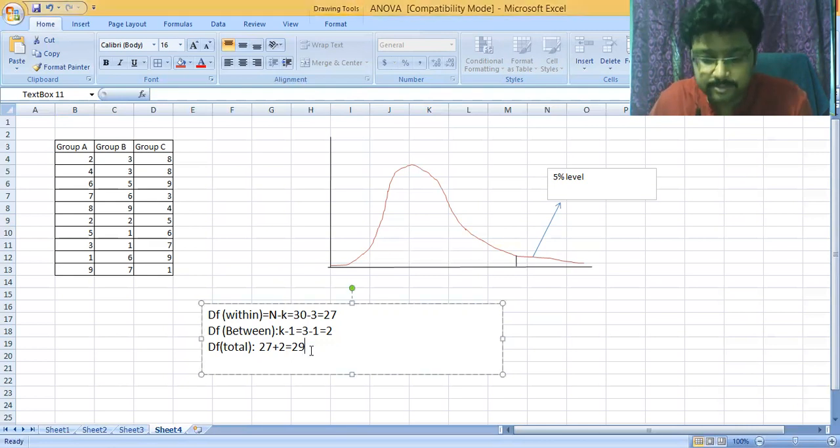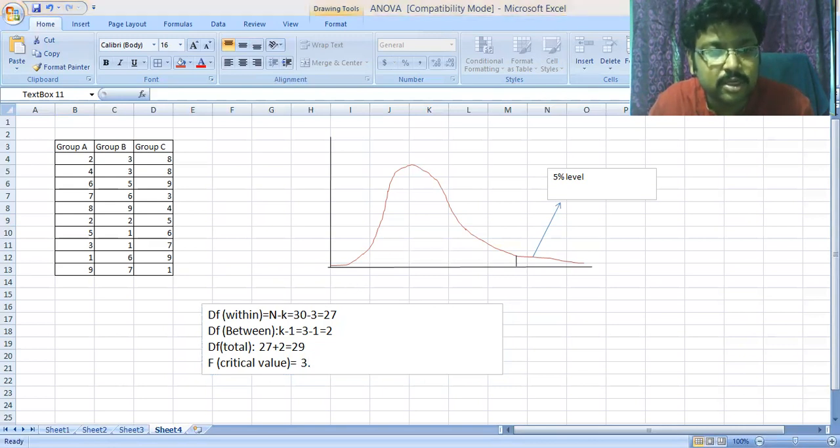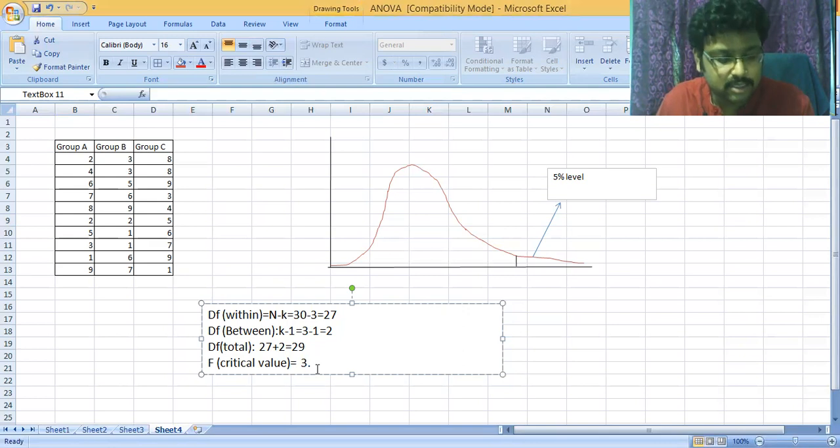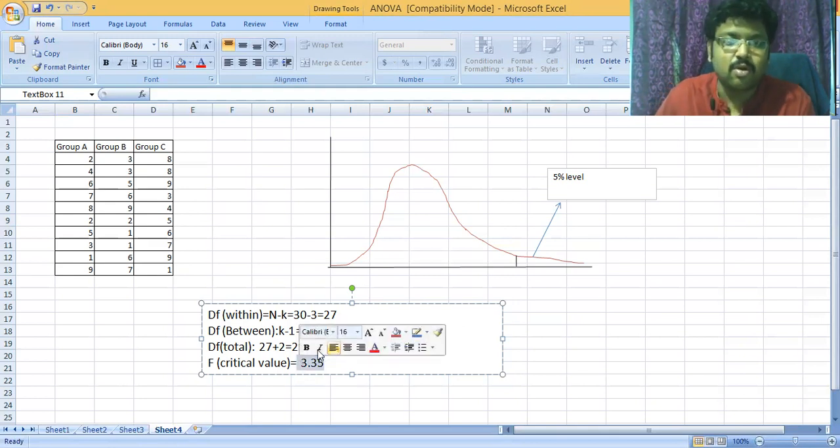Now I am writing here: critical value equal to 3.35. This is the critical value. We have to consider this for comparing.